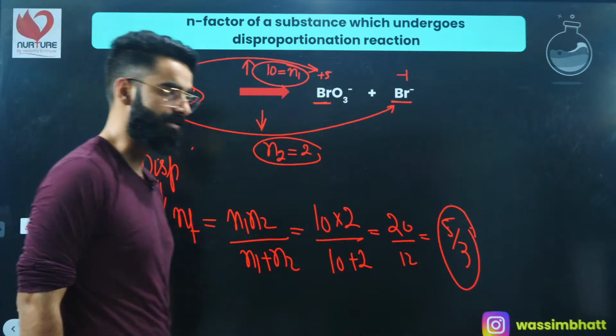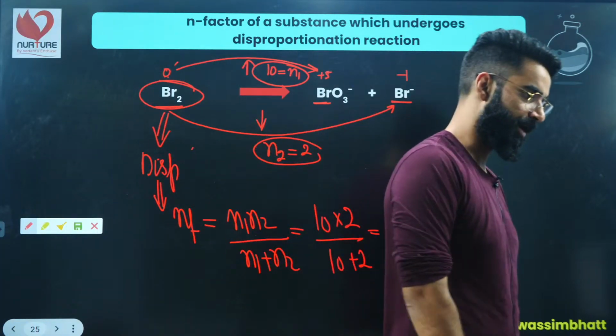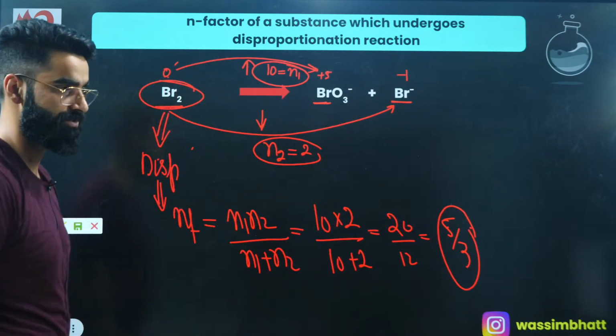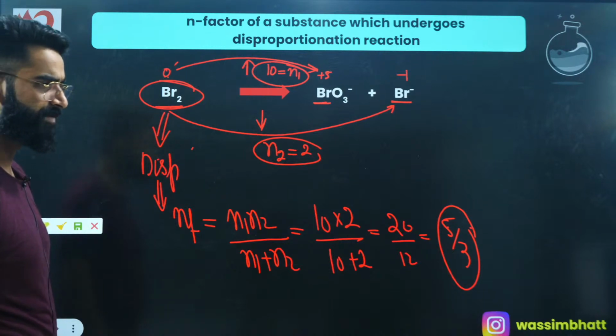Yes, I'm sure it's clear to everyone. Okay, this is the simple way by means of which we can calculate the N factor of the species which undergoes disproportionation, right?